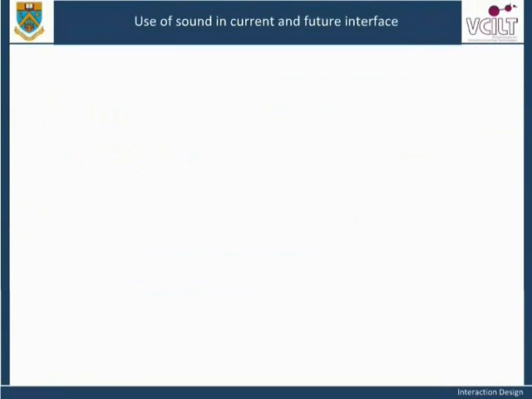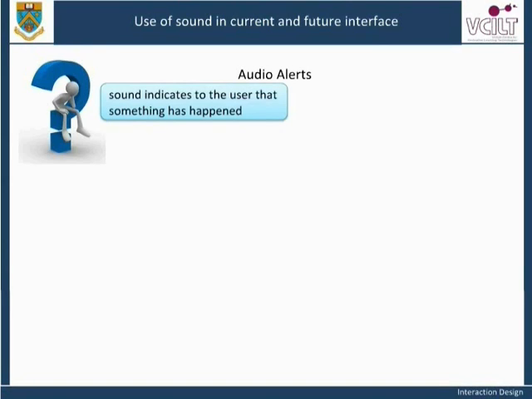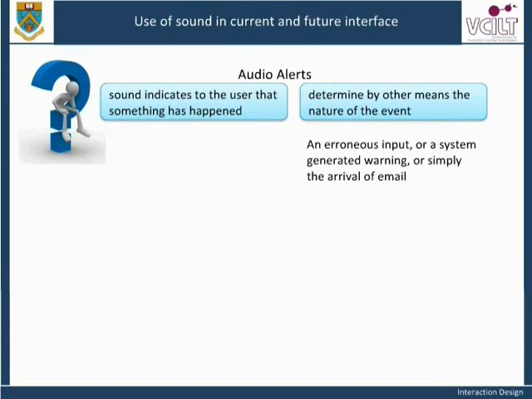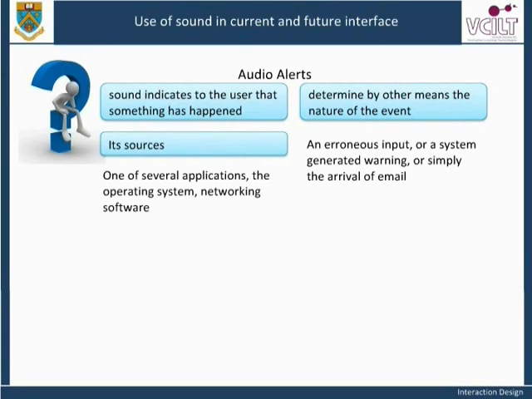Let us now look at audio alerts. What is the purpose of such a bleep, and what can the user infer from it? Clearly, the sound indicates to the user that something has happened, but it is typically left up to the user to determine, by other means, the nature of the event, an erroneous input, or a system-generated warning, or simply the arrival of email. Its source, one of several applications, the operating system, networking software, and what should be done about it.